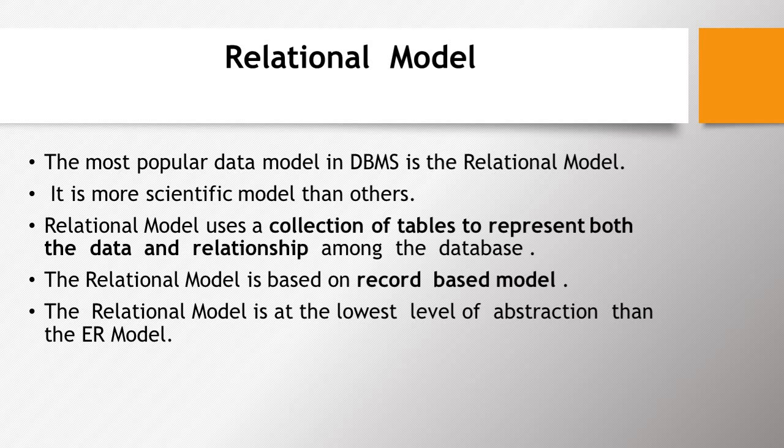This relational model is the most popular model in DBMS. It is called the most popular model. It is also called a record based model. Mainly, it is used as a collection of tables to represent both the data and their relationships in the database. This relational model is available at the physical level, that is the lowest level of abstraction, unlike the ER model.